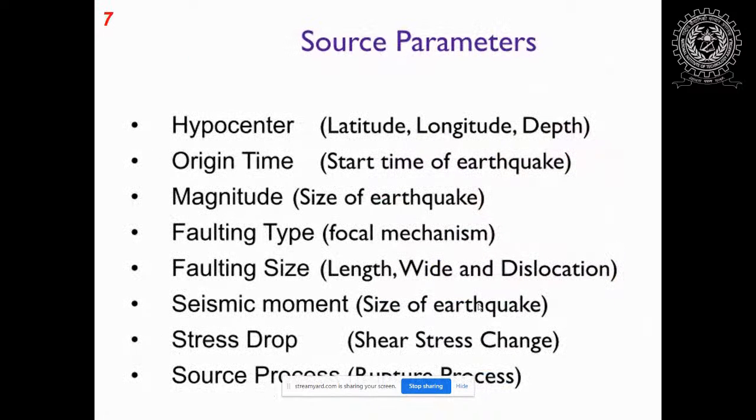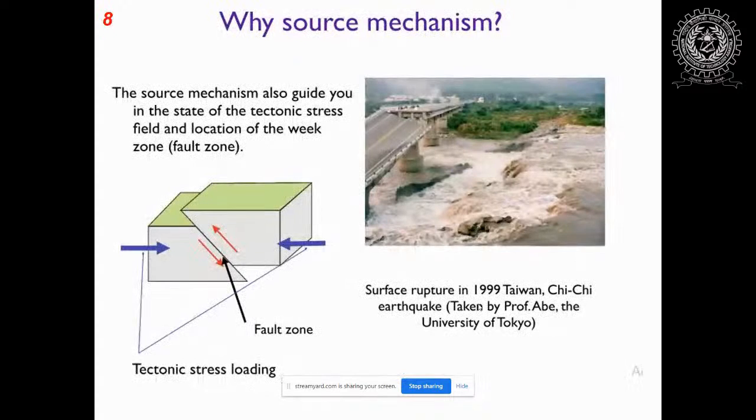Now, what are the source parameters? Hypocenter, origin time, magnitude, faulting type, faulting size, seismic moment, stress drop, and source processes are some physical parameters. This is known as source parameters, and all these parameters are always associated with an earthquake. One important aspect of source parameters is that they can also lead us in the evaluation of tectonic stress field and location of weak zone of a region, because earthquake occurs in a weak zone.